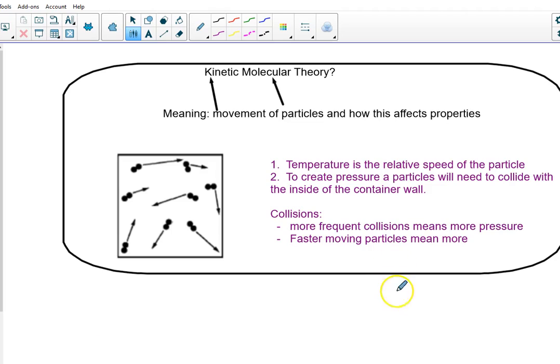So again, kinetic molecular theory. I already talked about this a little bit here. So what is kinetic molecular theory? It's a theory about moving particles.